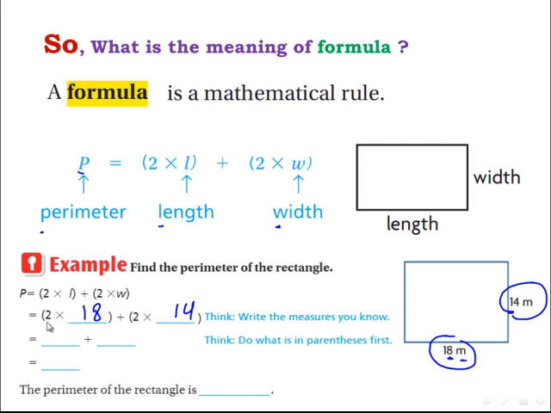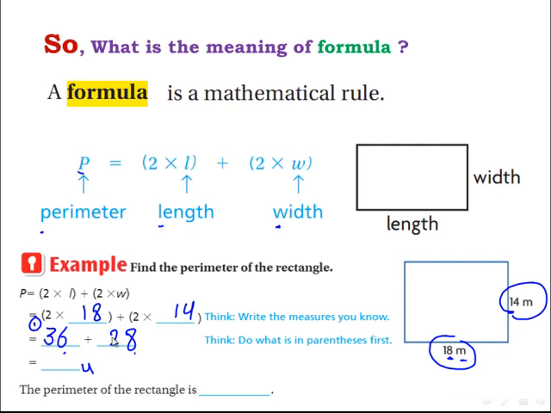Now you should find the answer. 2 by 18, exactly 36. 2 by 14. Double 14 equals 28. Great job. Now add all of them step by step. 6 plus 8 is 14, 4, and we carry 1.